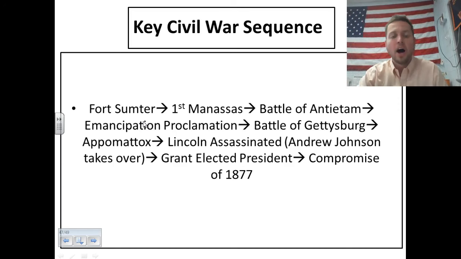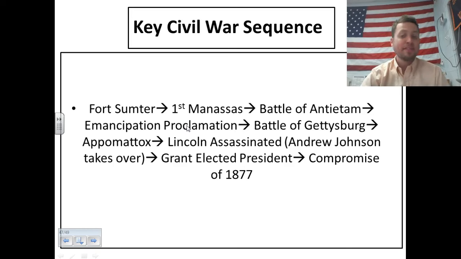Fort Sumter is the first shots fired of the Civil War, the first confrontation. After that, we get a real war with real battles. The first battle is the first Battle of Manassas. Stonewall Jackson's the hero. And the next year, we have the Battle of Antietam. And the North gets some success. So Antietam leads to freedom and the Emancipation Proclamation. The Emancipation Proclamation frees the slaves in the South.